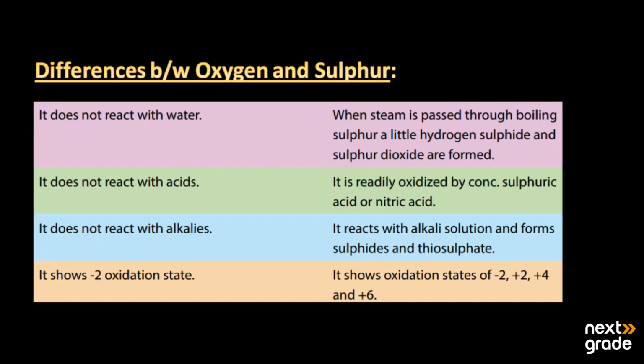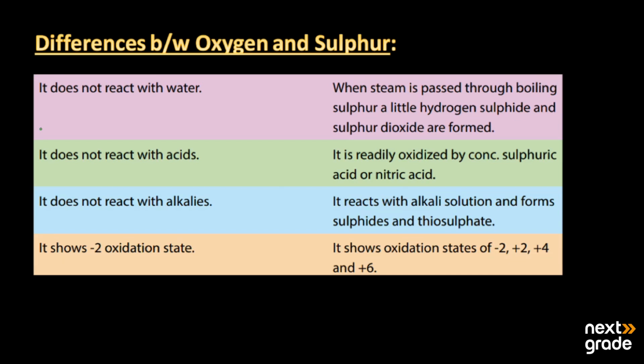The remaining differences between oxygen and sulfur. The seventh difference: oxygen does not react with water. This is about oxygen, and this is the sulfur. On the other hand, when steam is passed through boiling sulfur, a little hydrogen sulfide and sulfur dioxide are formed. This means the steam, which is in the form of gas, when it combines with sulfur, changes into H2S, hydrogen sulfide gas, along with sulfur dioxide.